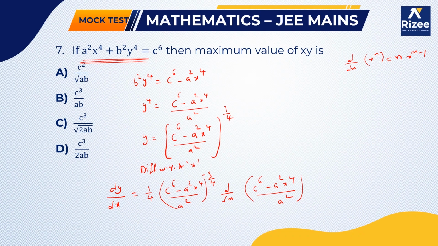So he is asking for the maximum value. Asking for the maximum value means f dash of x is equal to 0. We get the exact value of x and y.